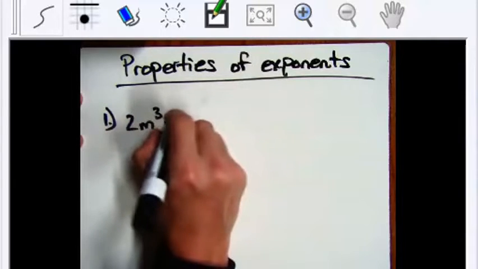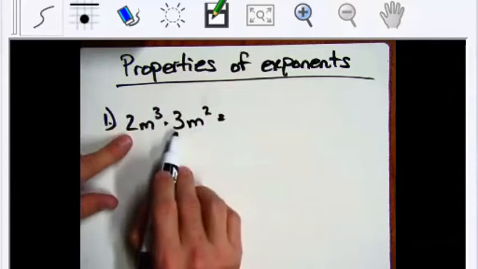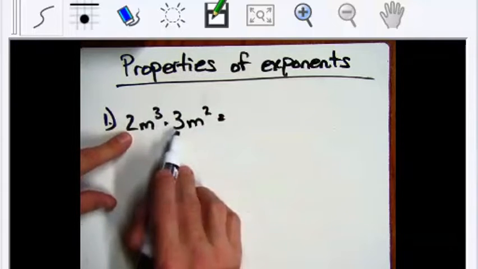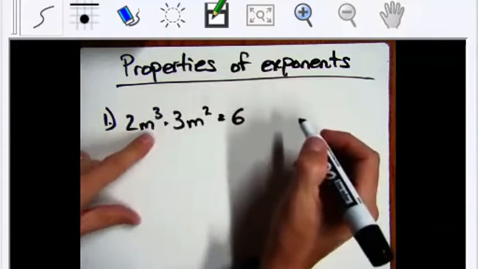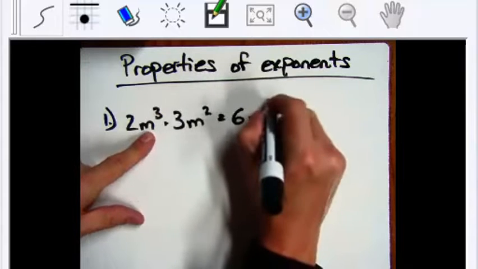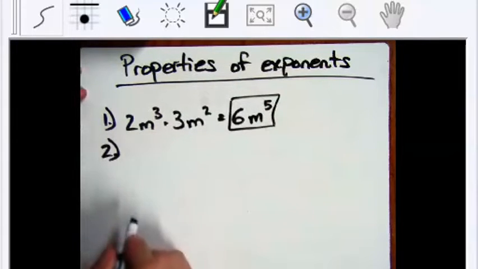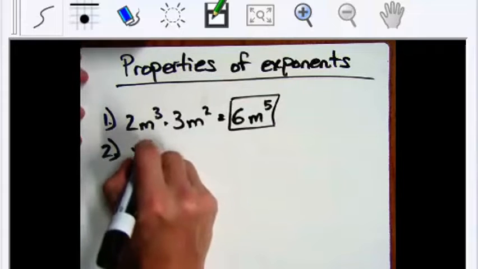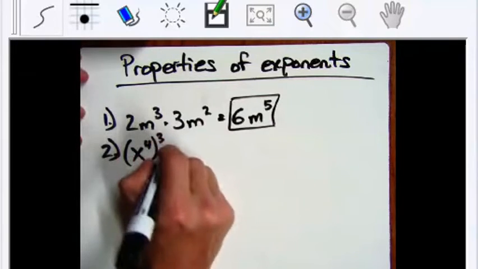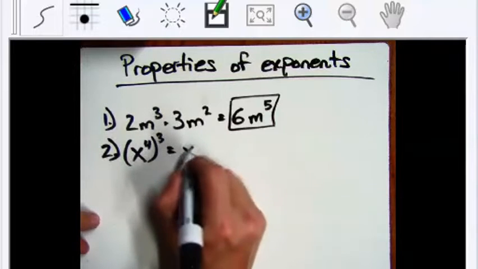So 2m cubed times 3m squared. In this case, just multiply your numbers just like normal. So 3 times 2 is 6. And then here, remember, I've got m cubed times m squared, so I'm just adding those exponents. Okay. You're going to see some stuff like this, right? So here, you're just multiplying those.